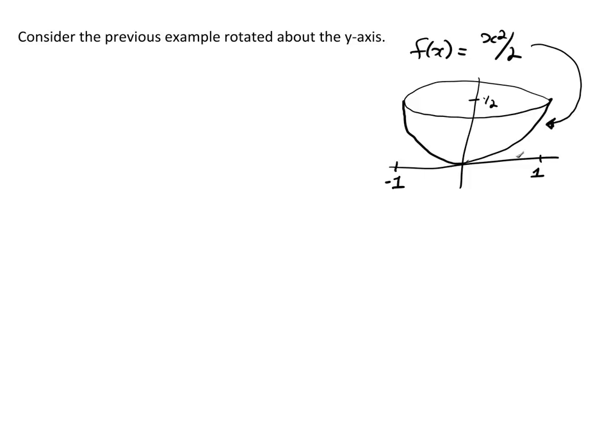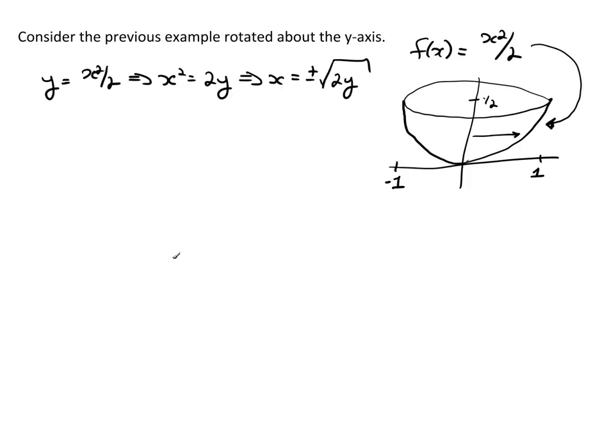But rather than my radius being vertical, I now have this horizontal radius. So what I need to do is figure out what the function is that represents that radius. Well, what I have is y is equal to x squared over 2. That's this as a function of x. So all I have to do is solve for x to figure out what the function of y is. So this implies that x squared equals 2y, which suggests that x equals plus or minus the square root of 2y. So this is going to be R of y.